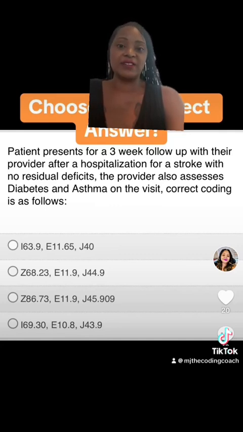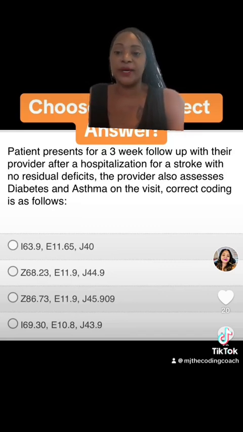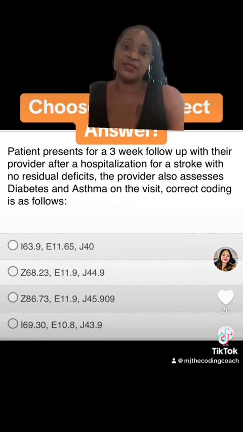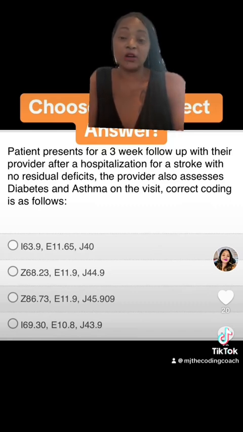Also, it has E11.65. We know E11.65, if we look in our book, is for diabetes type 2 with hyperglycemia. It says nothing about high blood sugar, nothing about hyperglycemia in this question. So we know that's not it. Also, J40. J40 is for bronchitis. This question asks about asthma only. It says nothing about bronchitis. So that eliminates A as the answer. It only leaves us with C. C is the correct answer.